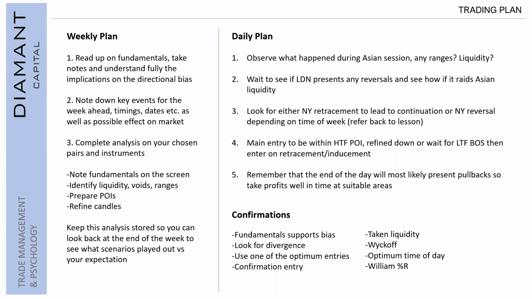Secondly, I note down key events for the week ahead, timings, dates, etc., as well as possible effect on the market. So, what I mean by this is, let's just say, for example, CPI data is coming out on a Wednesday or a Thursday. Well, that is a measure of inflation on the market, prices for consumers. I can take it two ways. I'm going to say, okay, there's two possibilities. It can either go up or it can go down. What is it in terms of the reading? So what's the effect of that?